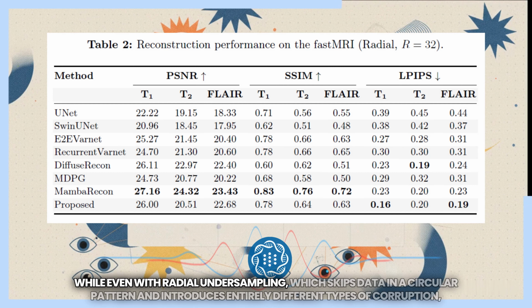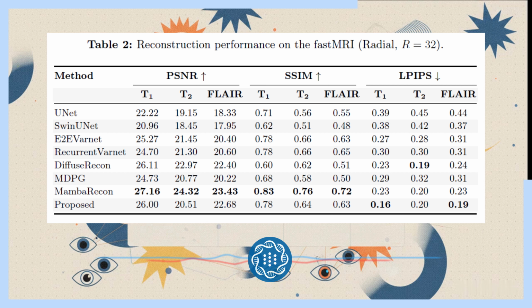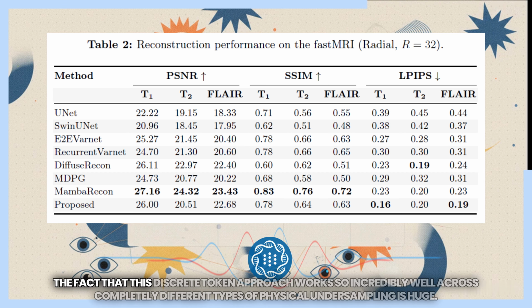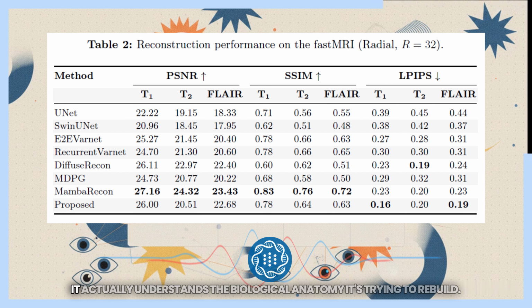But what happens when we introduce an entirely different kind of scanner artifact? Well, even with radial undersampling, which skips data in a circular pattern and introduces entirely different types of corruption, like harsh streaks instead of soft blurring, Table 2 shows the proposed method remains vastly superior. It consistently preserves deep feature similarity better than models like DiffuseRecon or E2E VarNet. The fact that this discrete token approach works so incredibly well across completely different types of physical undersampling is huge. It proves the model is highly robust, not just overtuned to one specific machine setting. It actually understands the biological anatomy it's trying to rebuild.